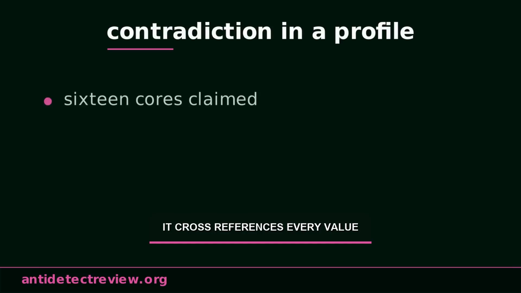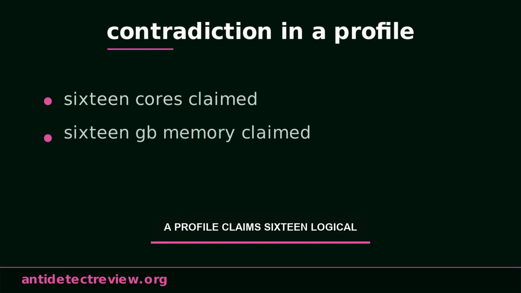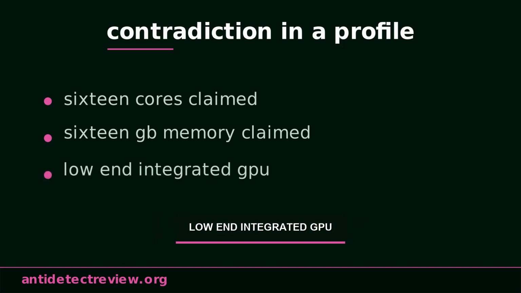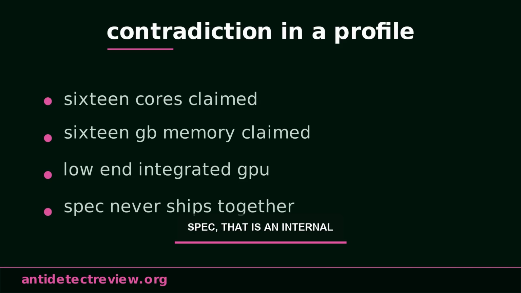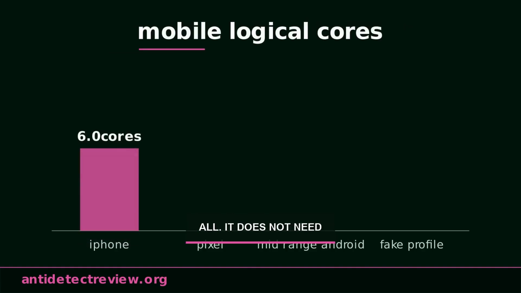It cross-references every value against every other value on the same session and looks for a story that does not add up. If a profile claims 16 logical cores and 16 gigabytes of memory, but the WebGL renderer string resolves to a low-end integrated GPU that has never once shipped inside a machine with that kind of CPU and memory spec, that is an internal contradiction a script can flag without needing any browsing history on that visitor at all. It does not need to have seen the device before. The contradiction is sitting right there in a single page load.